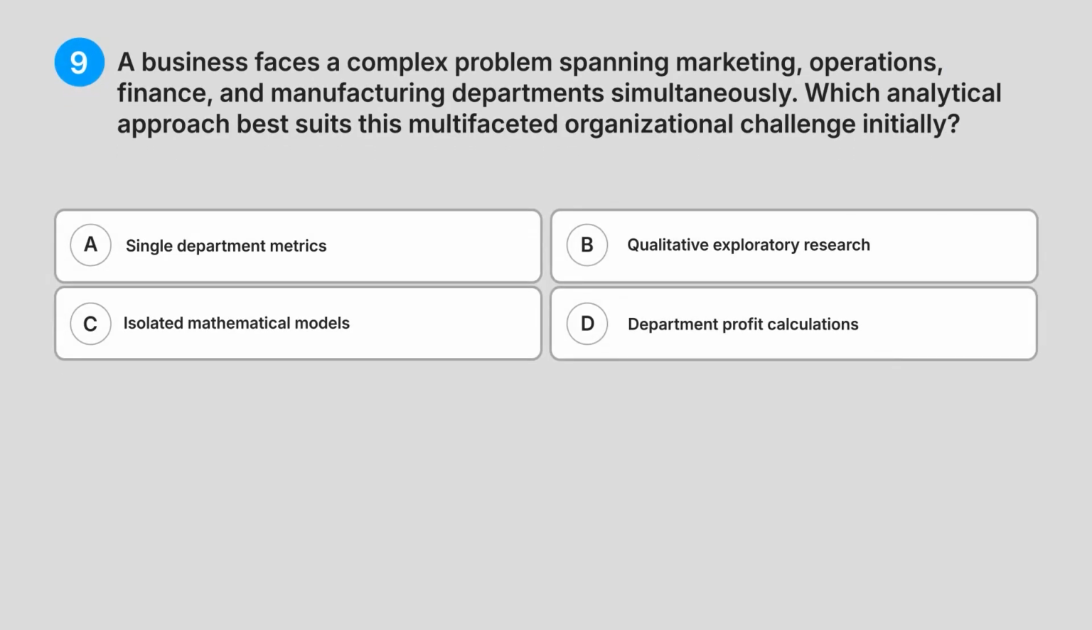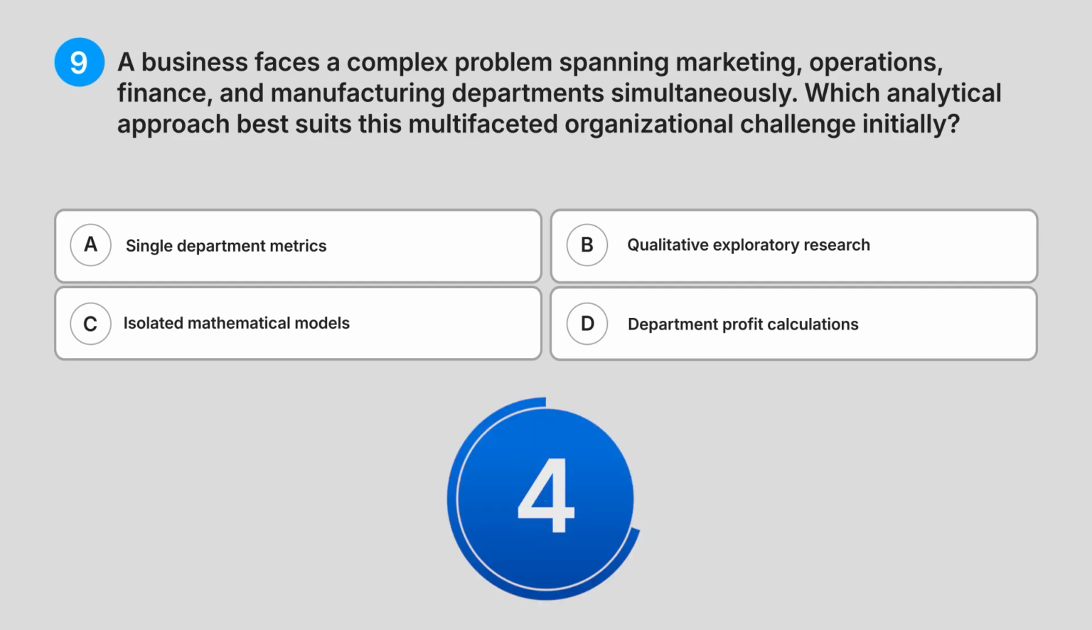9. A business faces a complex problem, spanning marketing, operations, finance, and manufacturing departments simultaneously. Which analytical approach best suits this multifaceted organizational challenge initially? A. Single department metrics. B. Qualitative exploratory research. C. Isolated mathematical models. D. Department profit calculations. Can you guess the answer?